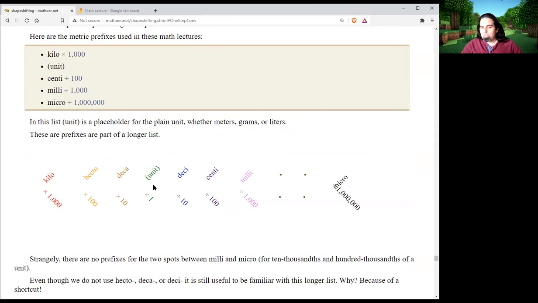In green, we have whatever the plain unit is. Is this meters or liters or grams, or something we don't talk about, like watts in a different class? The deci, a tenth of something, we won't see in the US. But centi and milli, for hundredth and thousandth, we see all the time. Then oddly, there's dots. There's no official prefix name for the 10,000th or the 100,000th of something. But micro is the official name for the millionth of something.